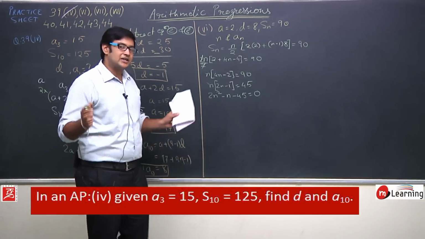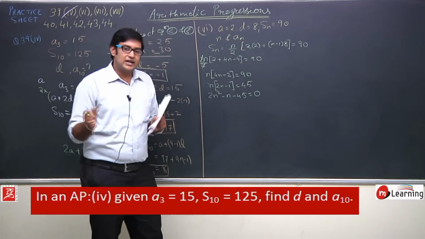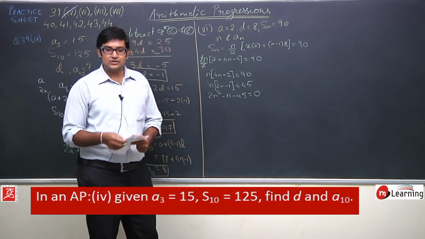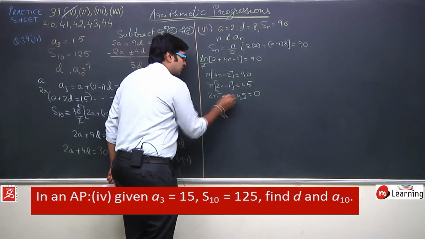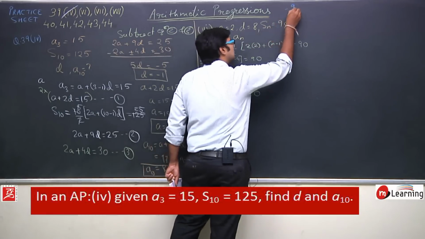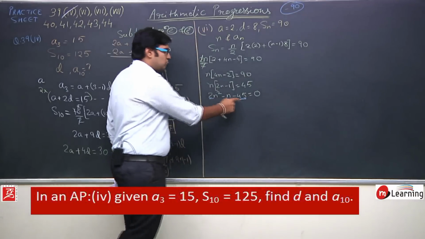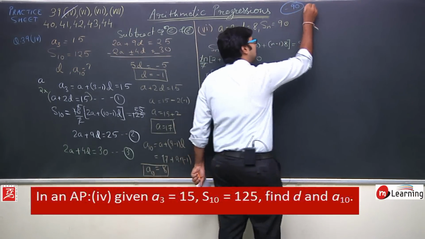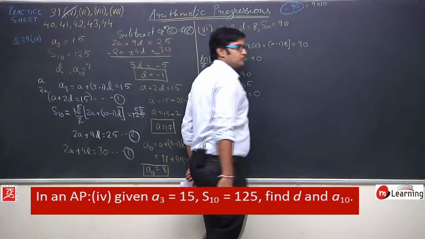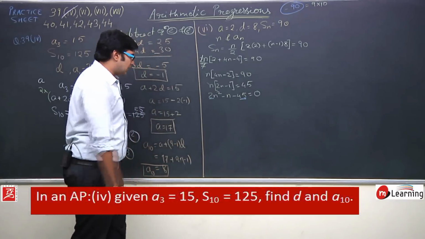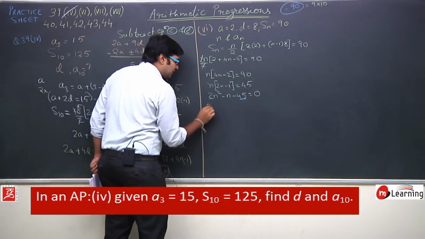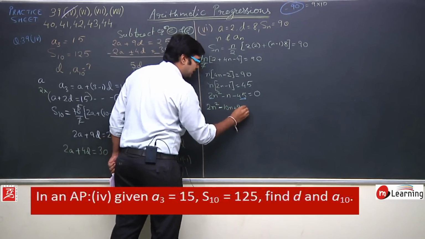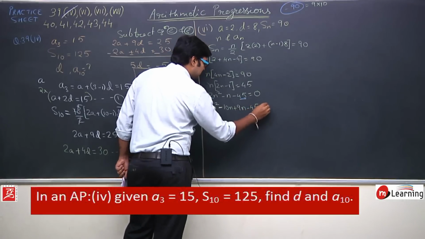The middle term has to be split in such a way that the two terms which come, their addition or subtraction becomes minus n, and their multiplication should be the product of these two values, that is minus 90. OK, 2 into minus 45 is minus 90. So I can see 90 can be split as 9 into 10. So here I can write 2n square minus 10n plus 9n minus 45 is equal to 0.